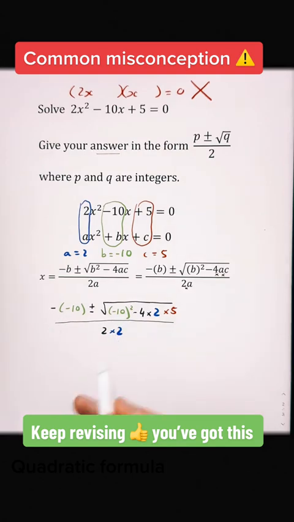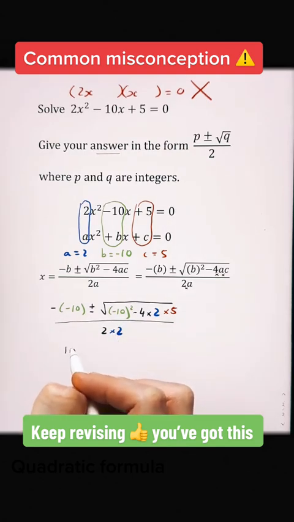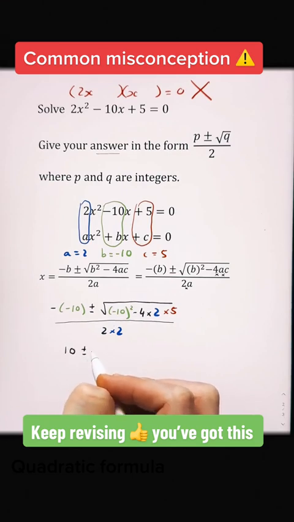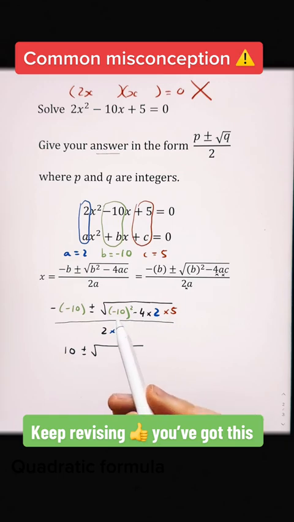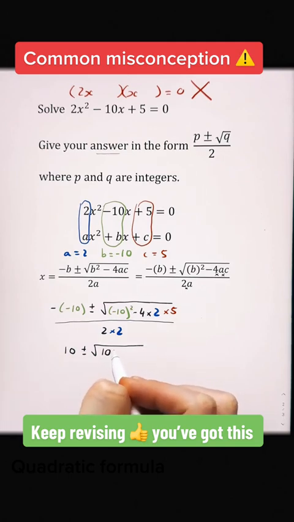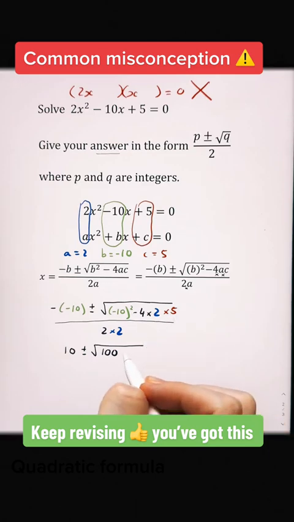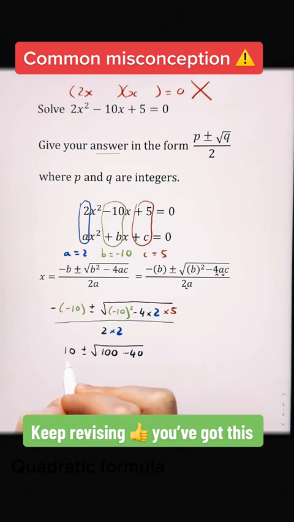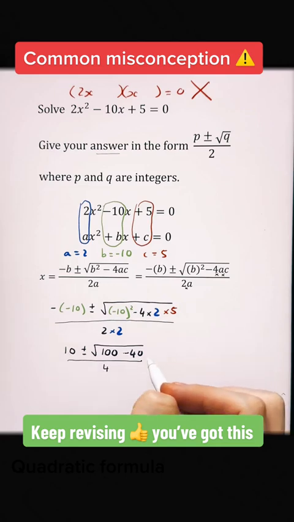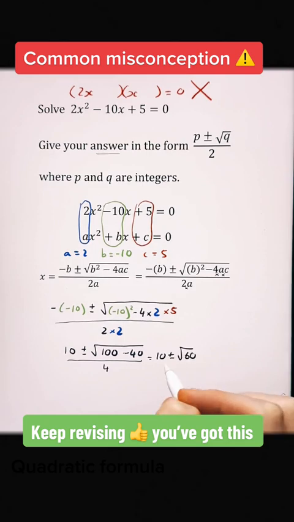I know a negative and negative makes a positive. So here I've got positive 10. Leave the plus or minus outside the root. Inside the root, I know negative 10 squared means negative 10 multiplied by itself. And negative 10 times negative 10 gives us 100. I know negative 4 times 2 is negative 8. And negative 8 times 5 will give us negative 40. And it's still all over 2 times 2, which is 4. Simplifying inside my root, I know that 100 subtract 40 gives us 60. And the bottom I've still got 4.